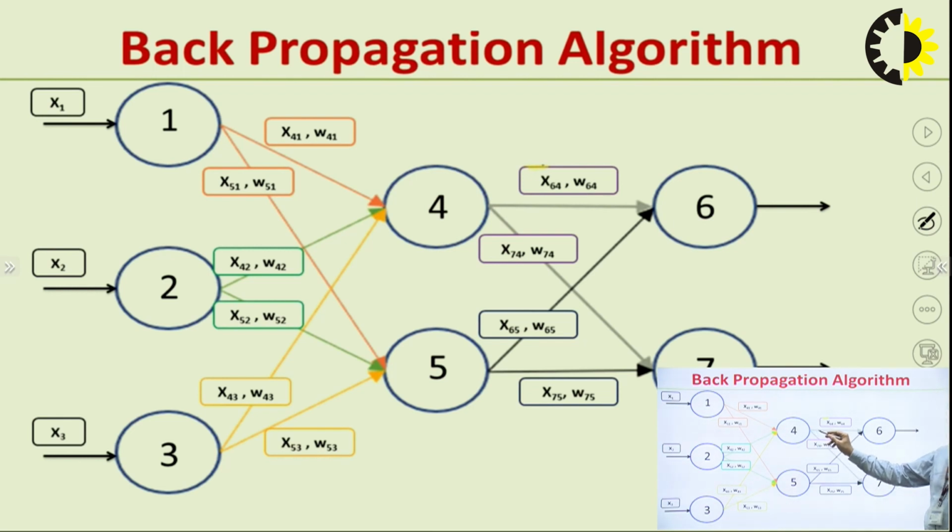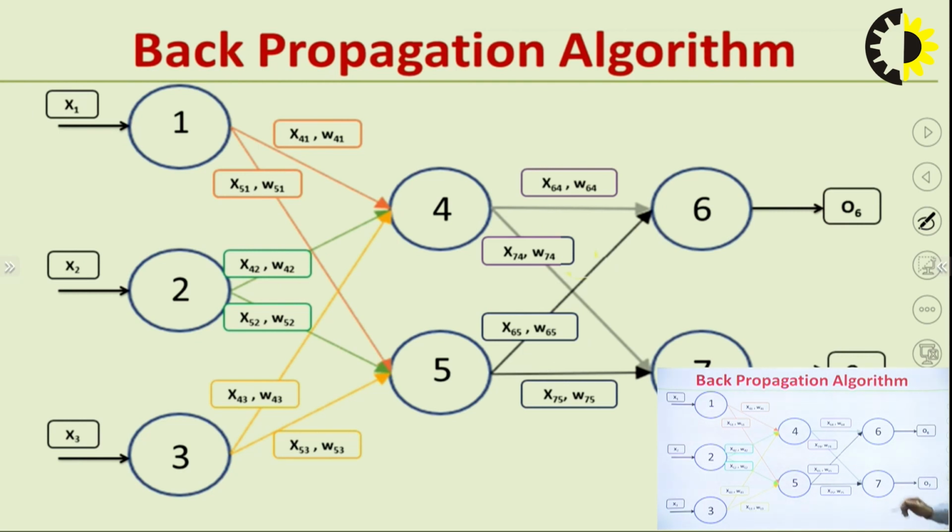Similarly, from the hidden unit, the output will be given as an input to the output unit. The naming convention I have used here is x64, weight w64. Similarly, x74, w74, w65, x65, x75, and w75. The same process will be repeated here, and we will get a desired output O6 and O7.